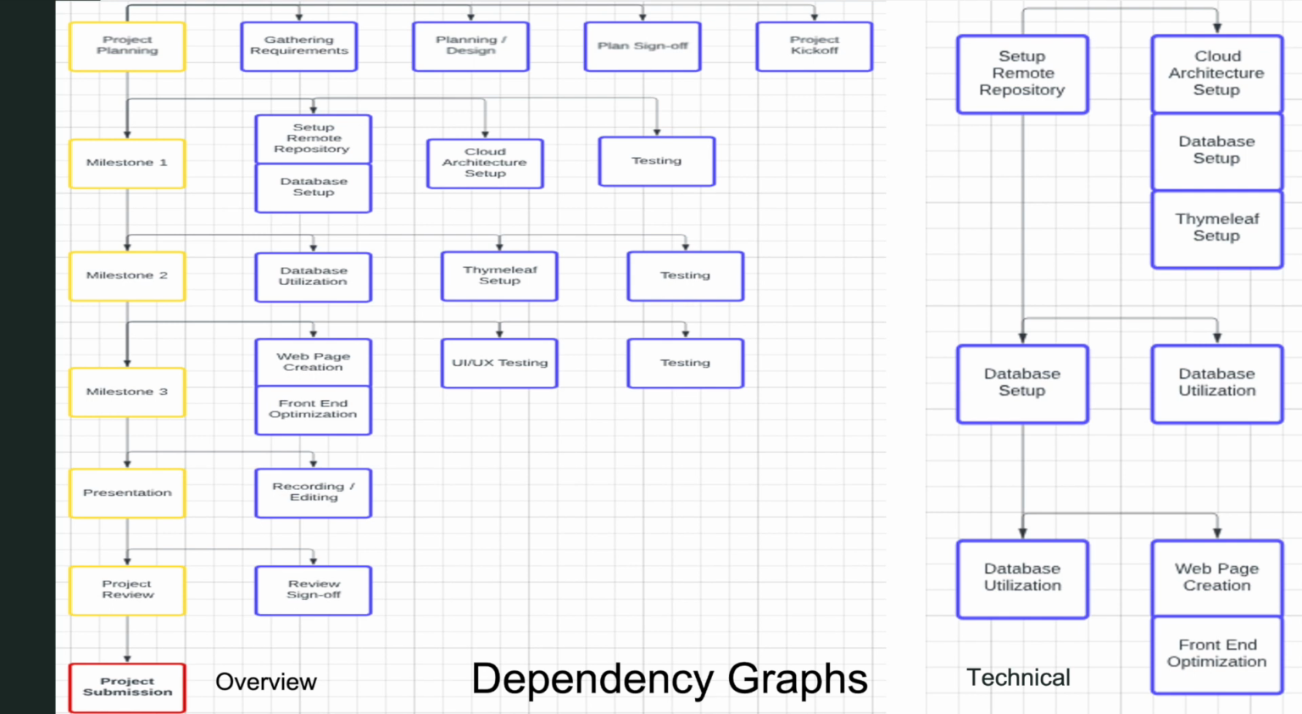And then to the right is a breakdown of our technical work, showing us that after we set a remote repository, milestone 1, what is needed exactly after, and what things under that can be done at the same time. And then after that is done, we can go down to database setup and then database utilization, and eventually to milestone 3.